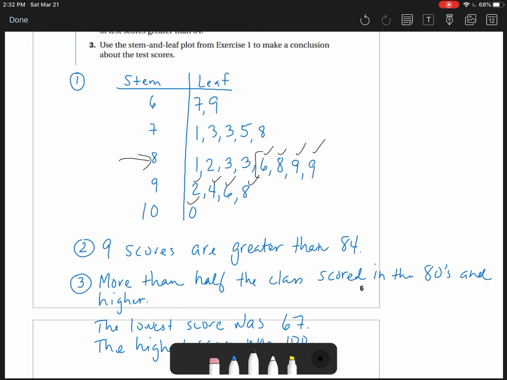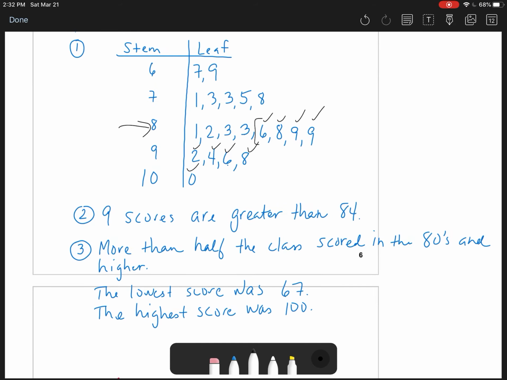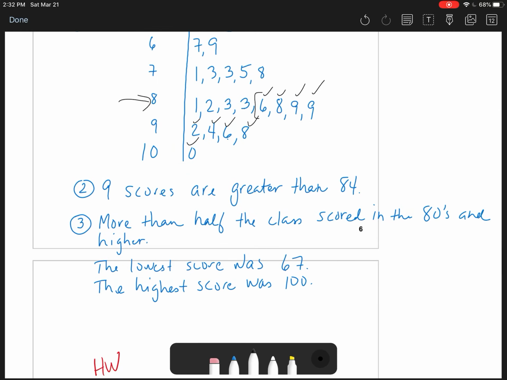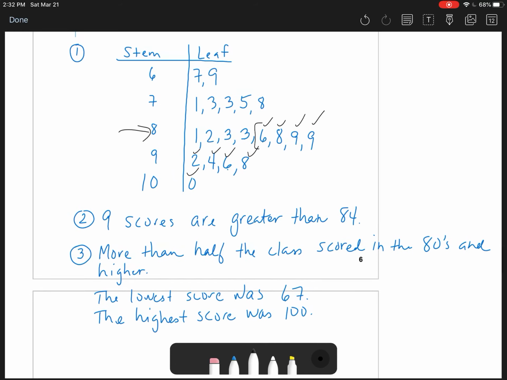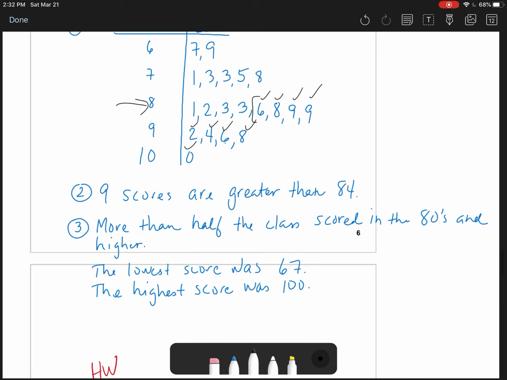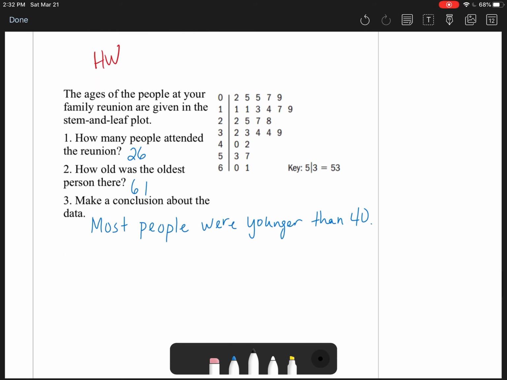Question number 3, use the stem and leaf plot from exercise 1 to make a conclusion about the test scores. There are a couple of conclusions that we can make from this. More than half the class scored in the 80s and higher. The other conclusion is that the lowest test score was 67 and the highest was 100. And again, you see where the data is most concentrated, and that is really the purpose of a stem and leaf plot. It's one other way to organize your data and to see where the data is most concentrated, where the most common numbers are falling.